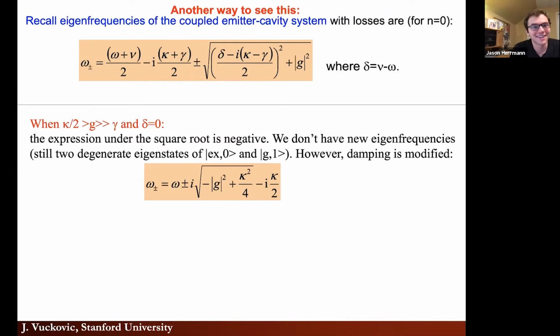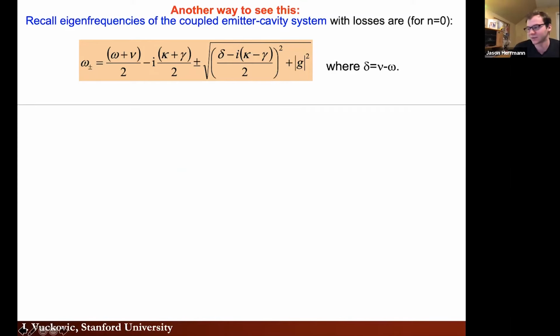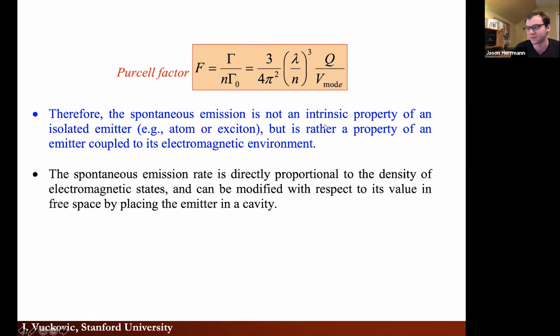I actually had a quick question about Q versus V. I was wondering if there's some sort of limit you reach for this enhancement. Yeah, absolutely, definitely.